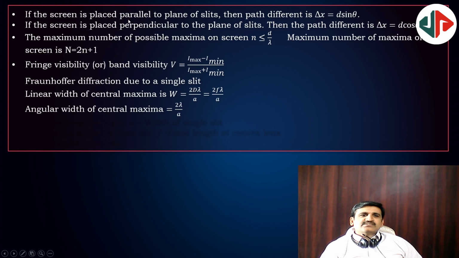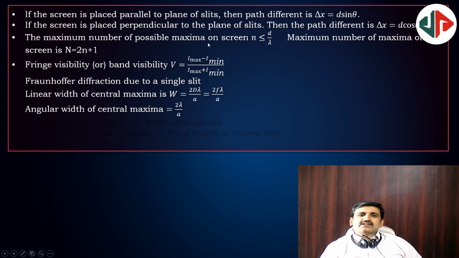If the screen is placed parallel to the plane of the slits, then the path difference is equal to d sin theta. If the screen is placed perpendicular to the plane of the slits, then the path difference is equal to d cos theta. Of course, this double slit experiment is applicable for even sound waves also. You can ask questions based on sound also. The same formulas are going to act.